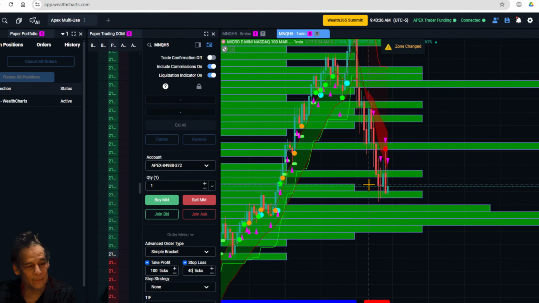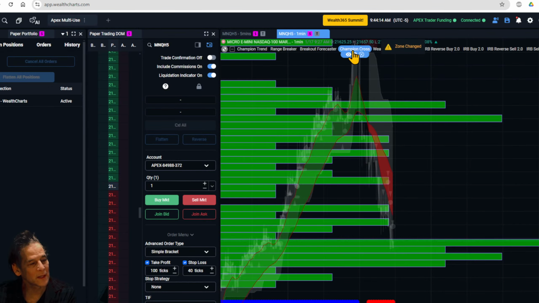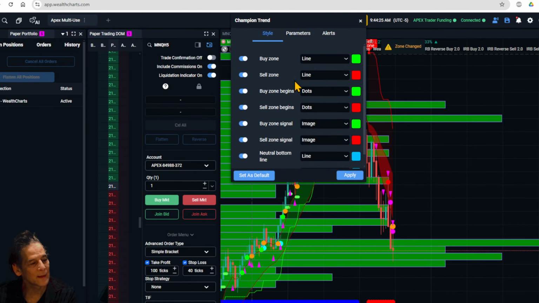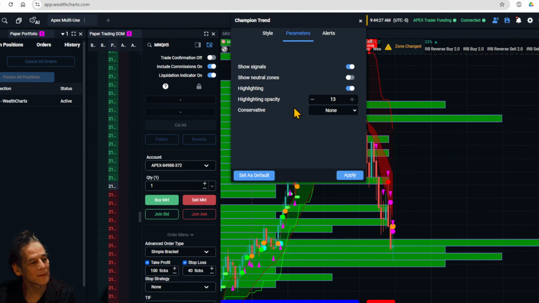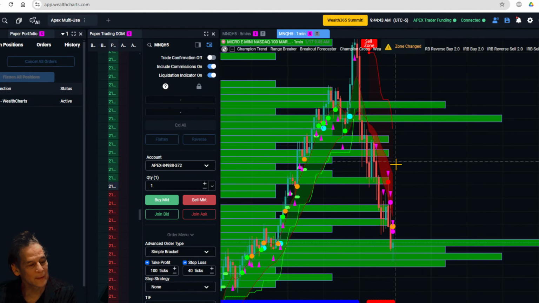So the championship trend is this here, right? And then there's the champion cross. Okay, so this is the cross, and then that's the trend. Okay, so here's the settings on that, the parameters, right? They're using these parameters here. It says 13. Okay, let's go back to applying it again. Okay, so it says it's going down.